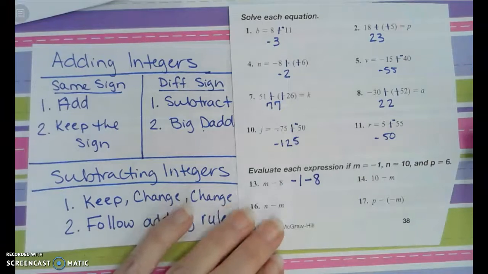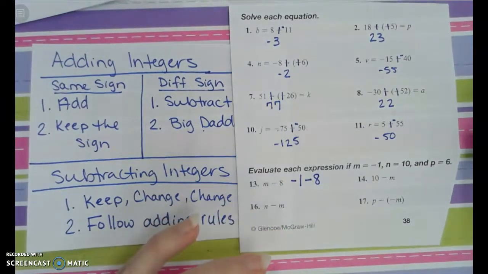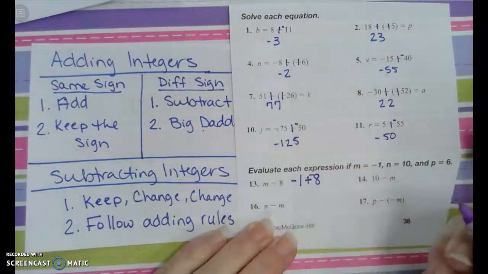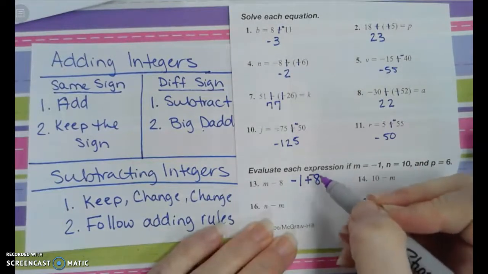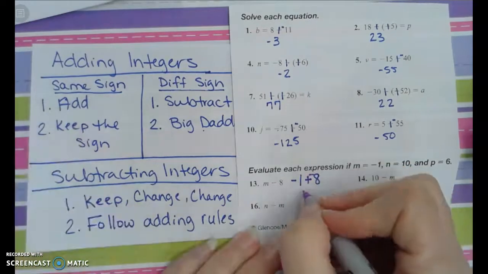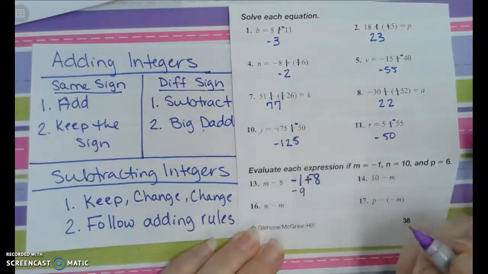Same thing that we just had. Keep, change, change. Now we've got -1 plus -8. The signs are the same. So same says add and keep the negative.